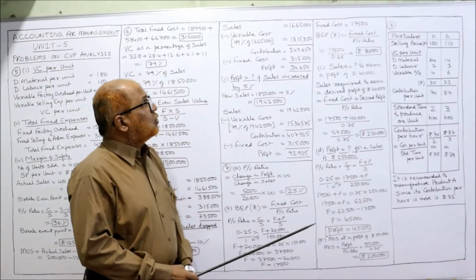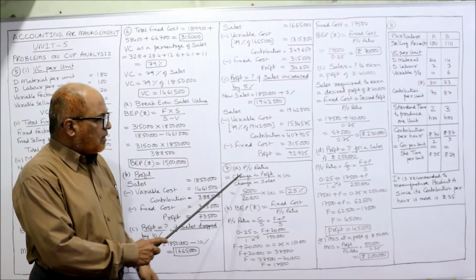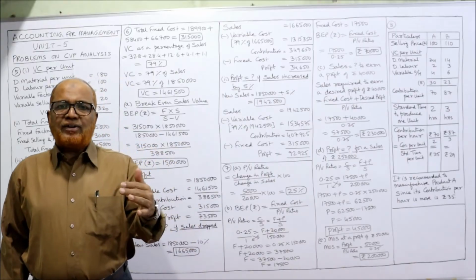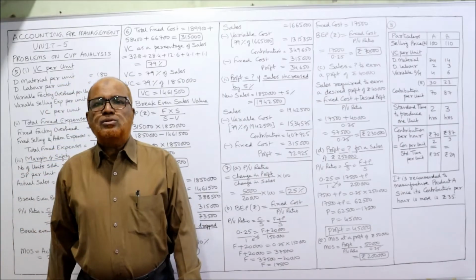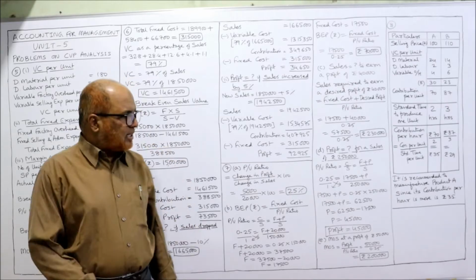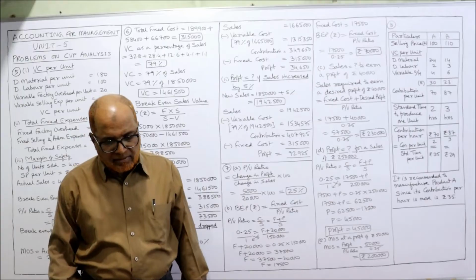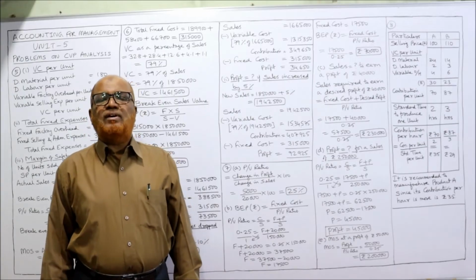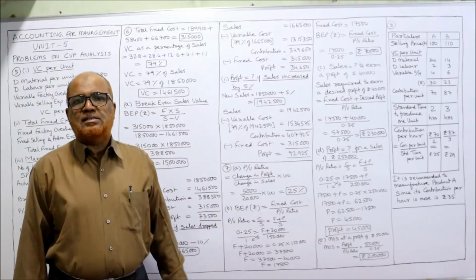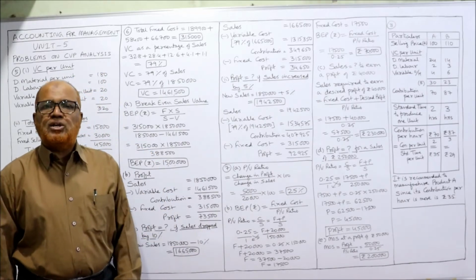Now, first of all, 2 period data is given. PV ratio. PV ratio formula: change in profit by change in sales into 100. Change in profit. Last year profit 20,000. Current year profit 25,000. So 5,000 is the change in profit. Change in sales. Last year sales 1,50,000. Current year sales 1,70,000. So 20,000 is the change in sales. So 5,000 by 20,000 into 100, 25% is the PV ratio.